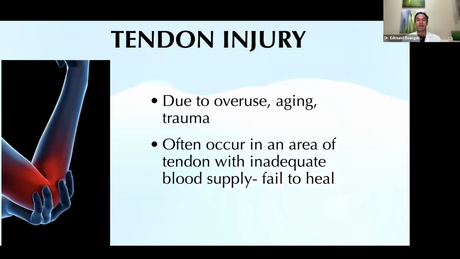Tendons can become injured over time due to overuse, aging, and trauma, and they often occur in an area of the tendon with inadequate blood supply. So a lot of times these tendon injuries will fail to heal and can be a source of chronic pain and disability. Some of the common tendons that we see injuries in include the rotator cuff tendon in the shoulder, the common extensor tendon at the outer aspect of the elbow, also known as tennis elbow. We see injuries to the Achilles tendon in the ankle and the patella tendon in the knee.